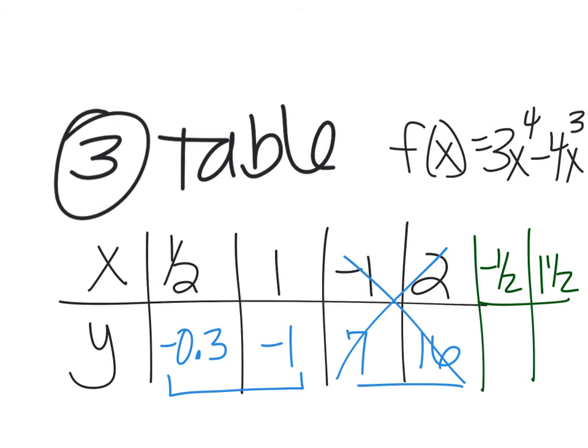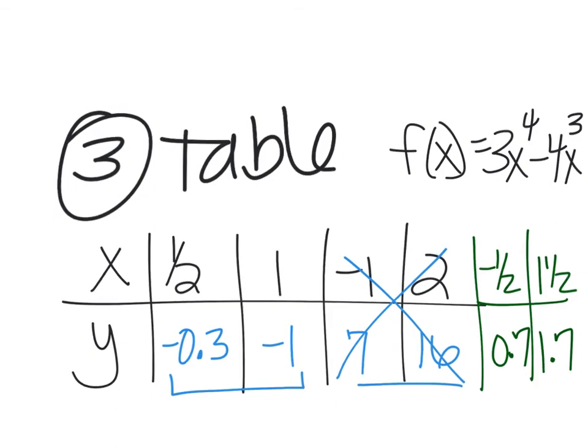If we do those values, for -1/2, we get 0.7. So that's on our graph a little bit nicer. And for 1.5, we get 1.7. And that's on our graph much nicer. So now we can use these points and plot them.